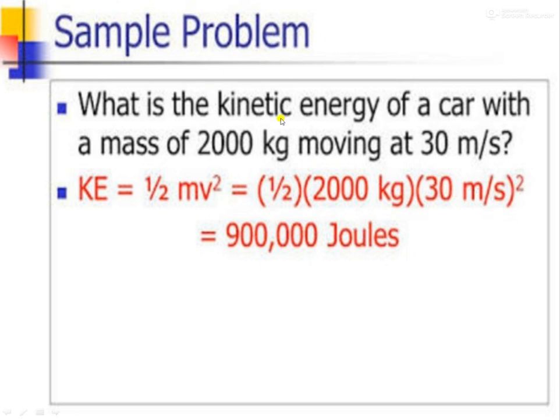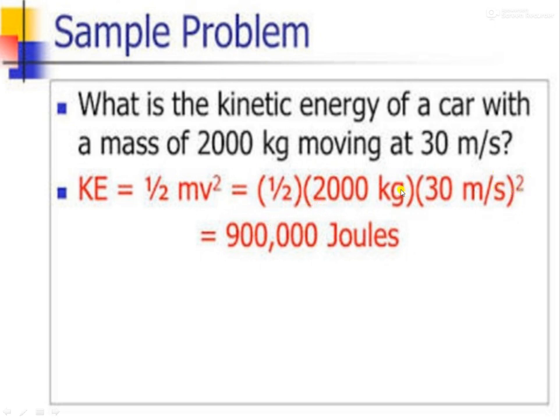And we have found the formula. So let us solve a sample problem. Very simple. What is the kinetic energy of a car with a mass of 2000 kg moving at 30 meters per second? So here mass m is 2000 kg, and the velocity is 30 meters per second. We will first write the formula, K is equal to half mv square. Instead of m we write 2000 kg, and for v square we write 30 the whole square.